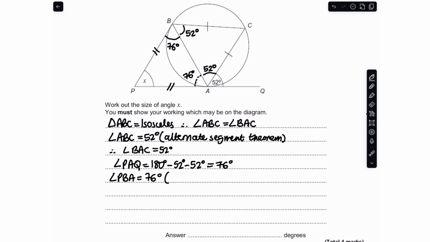In my brackets, I will just write isosceles triangle. Okay, it's clear, an examiner will know what you mean by that. And so to work out the size of angle X, remember we have a full triangle.